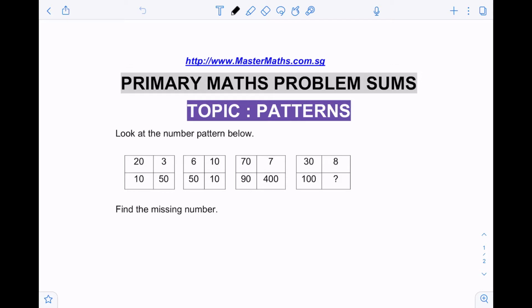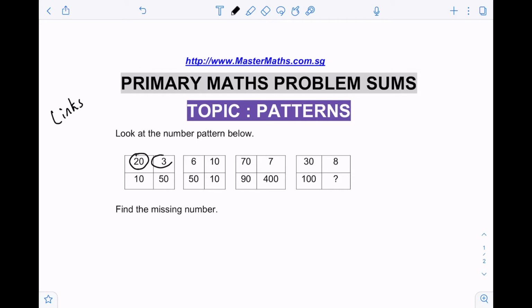Look at the number pattern below and find the missing number. Now, this requires some observation, all right? And for such patterns, usually the numbers are all linked to each other. Okay, so we need to find the links between each of the numbers. And if you see this, the link is as such, all right?